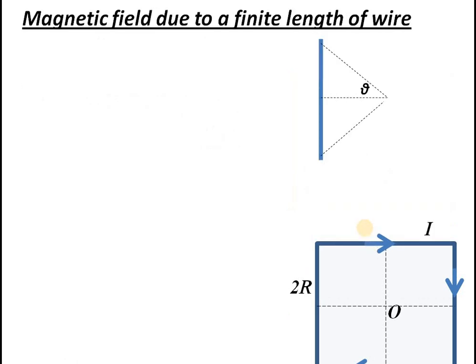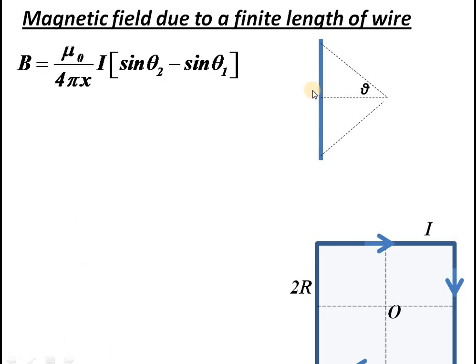So let us see how this is calculated. Now I have cut one side. This is one side and it is of length 2r, as we already know. And we know the magnetic field due to this finite piece at the point O will be equal to mu 0 upon 4 pi x, I times (sin theta 2 minus sin theta 1). Here our x will be r, and if this is 2r, this length will be r. So instead of x, we can substitute r.